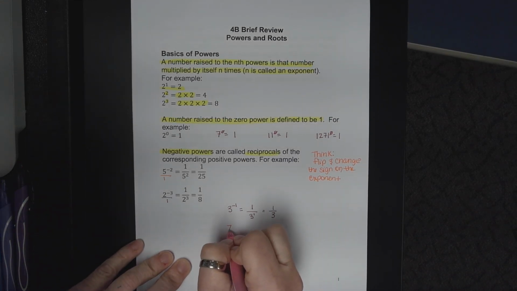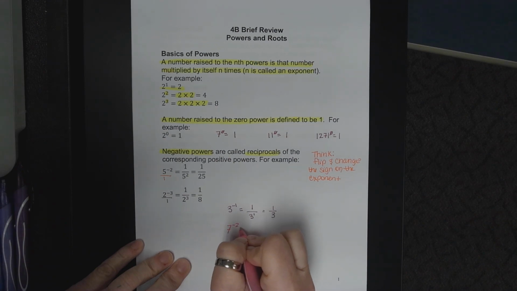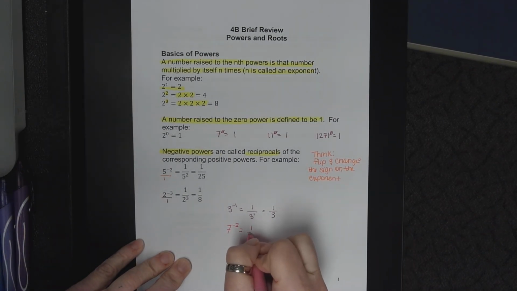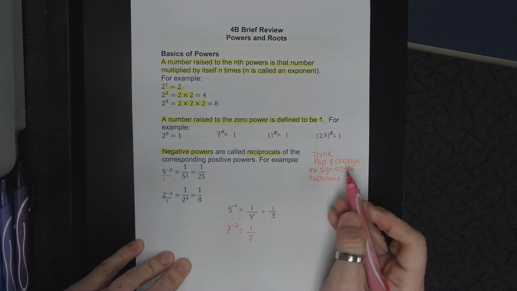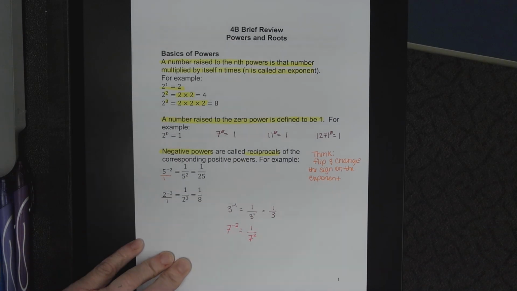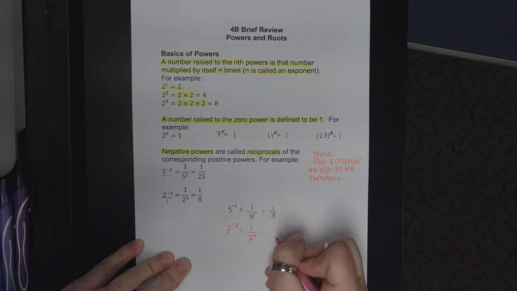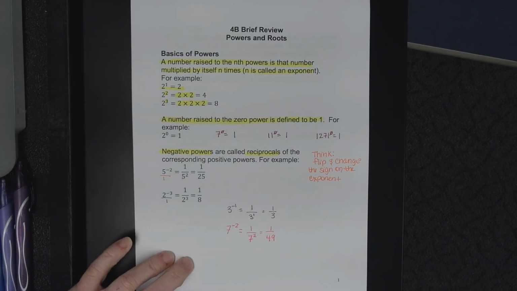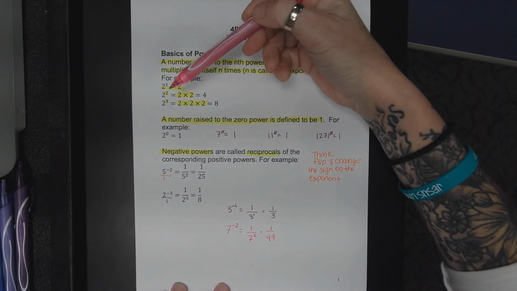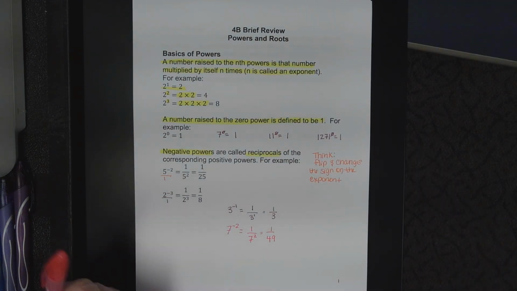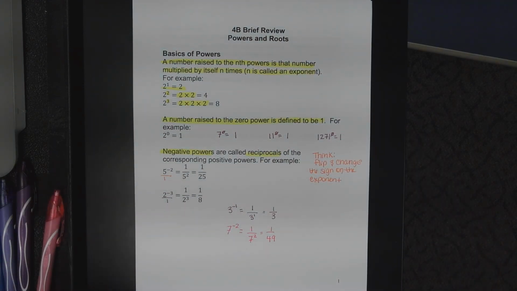What if we had 7 to the negative 2 power? We're going to think flip. So we're automatically going to put the 7 on bottom, and then we're going to change the sign, from negative 2 to positive 2. 7 times 7 is 49. Because 7 squared, you know, squared means anything times itself, so 7 times 7. Okay? Right on.